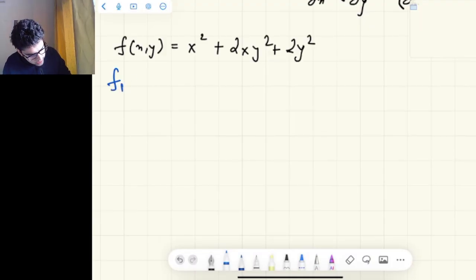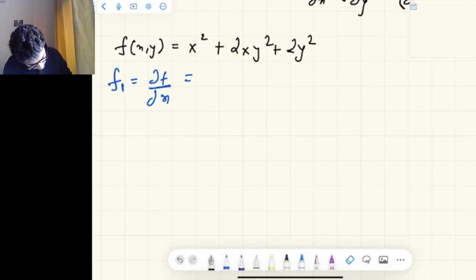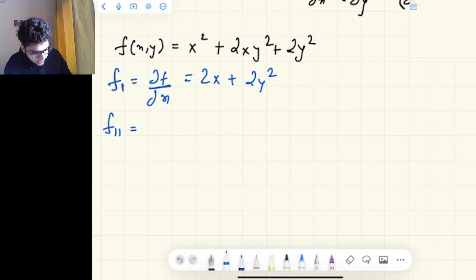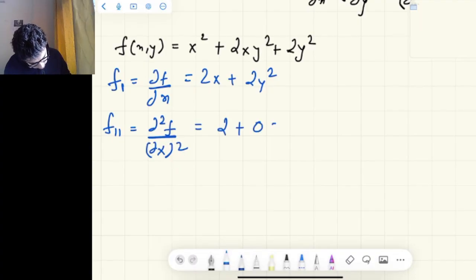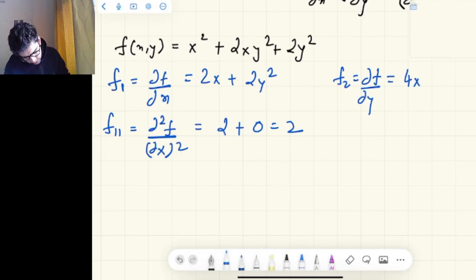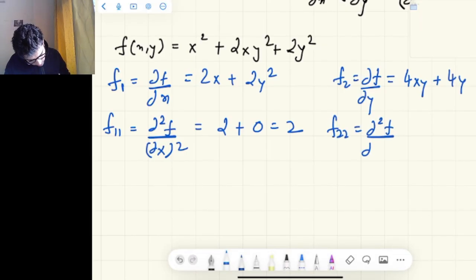So f1 will be del f by del x, which is basically 2x plus 2y square, right? And f11, which is del square f by del x whole square, is equal to 2 plus 0, which is equal to 2, right? And similarly, if I try to find f2, which is del f by del y, this will be equal to 4xy plus 4y. And f22, which is del square f by del y whole square, is equal to 4x plus 4.